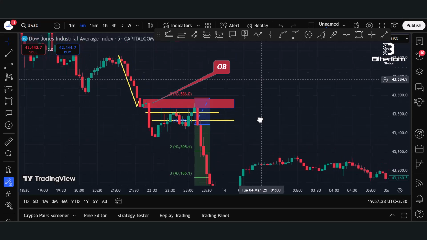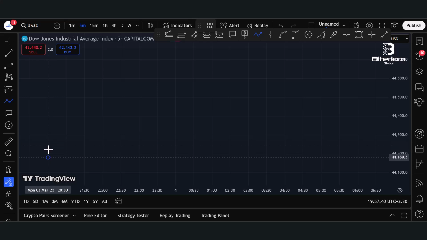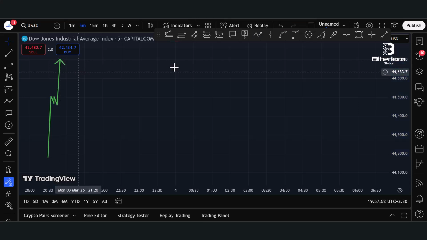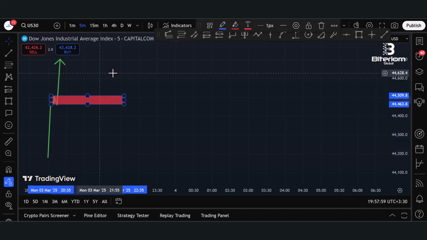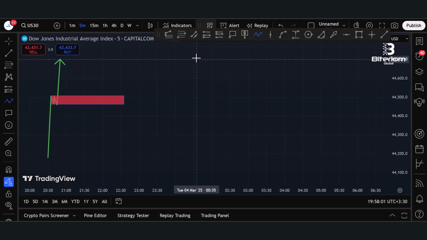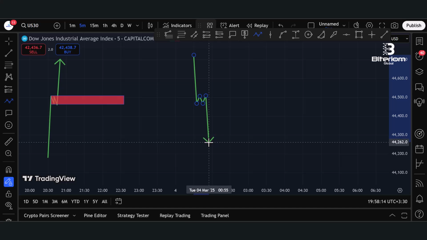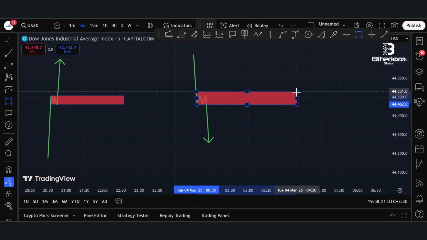Let's start the tutorial. Guys, in an uptrend, when we have one sharp leg, and after that we have one or two or three red candles, and after that we have a second sharp leg, this zone is so important for us. And in a downtrend, when we have a sharp downtrend, and after that we have one or two green candlesticks, and after that we have a second sharp leg, this zone is so important for us.